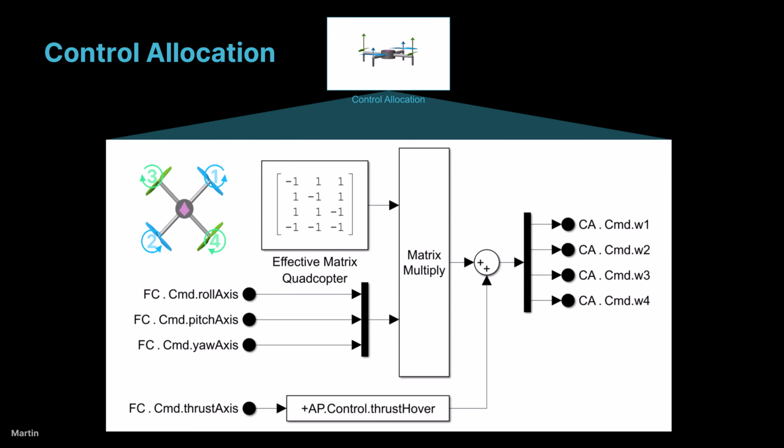This shows the implementation in Simulink. For a quadcopter, control allocation is typically handled using an effective matrix, which maps the desired forces and moments, such as roll, pitch, yaw, and thrust, to individual motor commands. This matrix captures how each motor contributes to the overall motion of the vehicle. By inverting or pseudo-inverting this matrix, we can calculate the necessary motor commands to achieve the desired dynamics, while respecting actuator constraints.